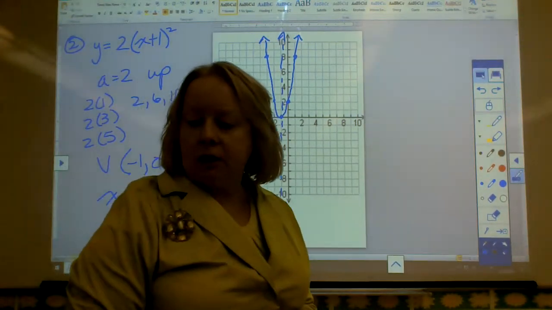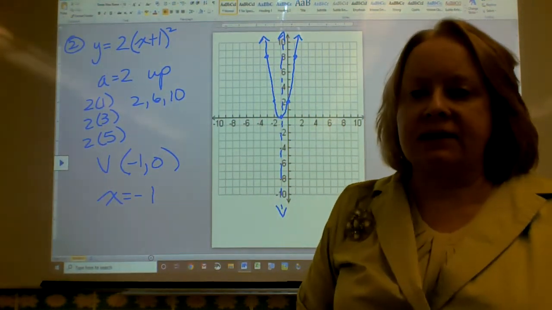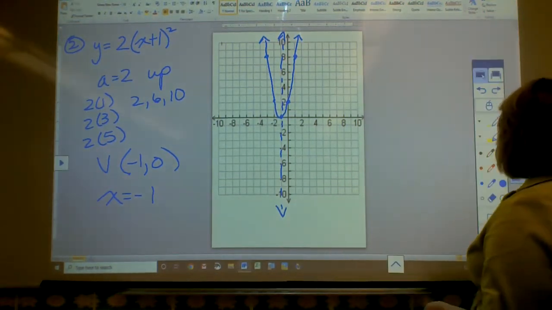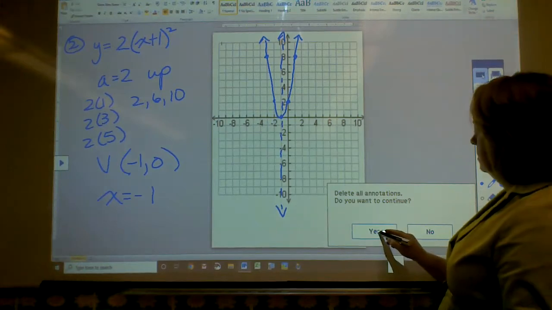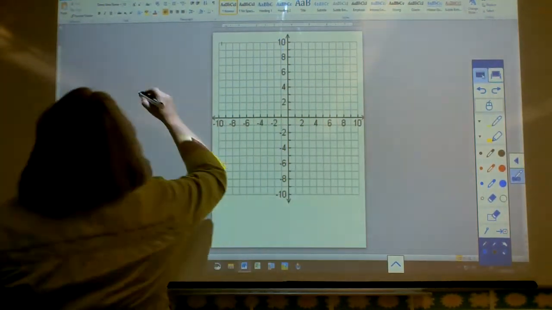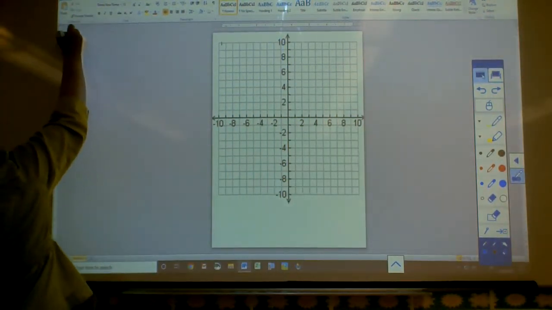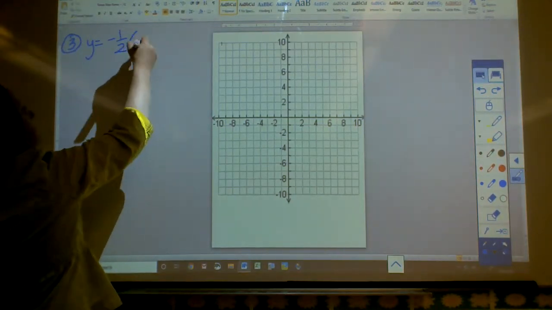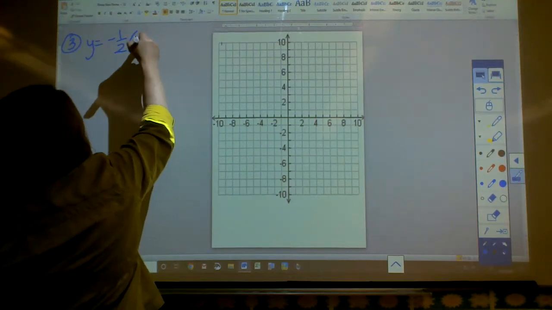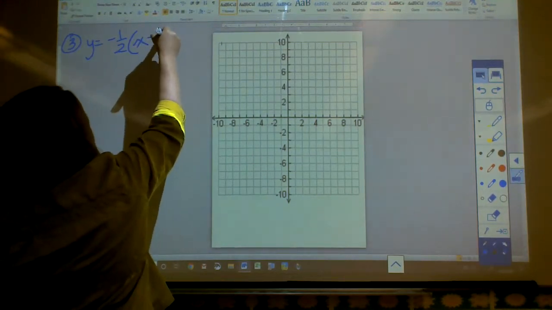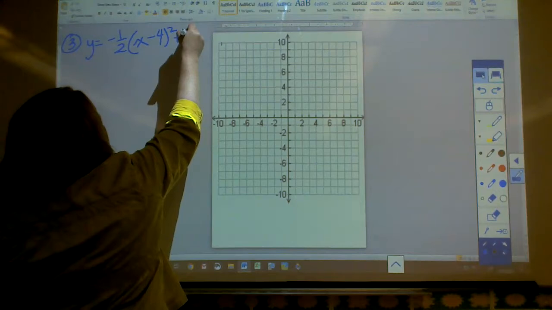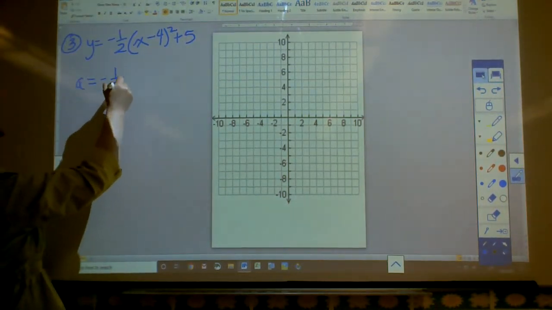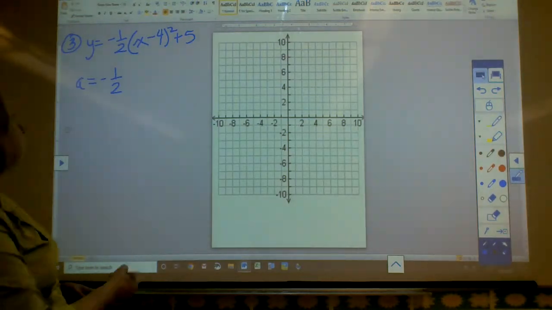The next example, let's try one where a is negative and where we have a half in front of it. So, okay, number 3, y = -1/2 (x - 4)^2 + 5. So my a value here is -1/2, so that tells me that it's going to open down.